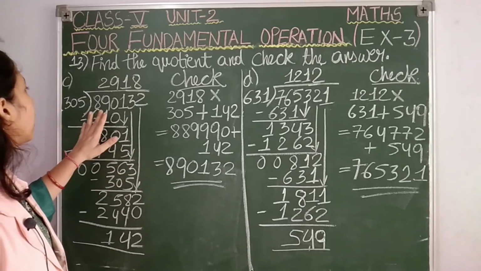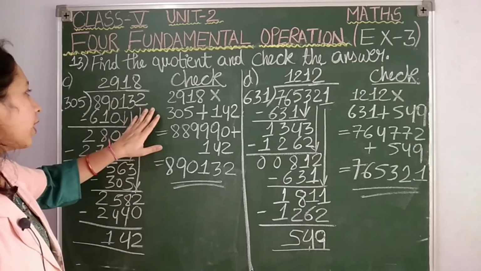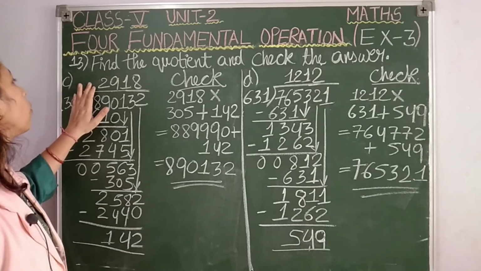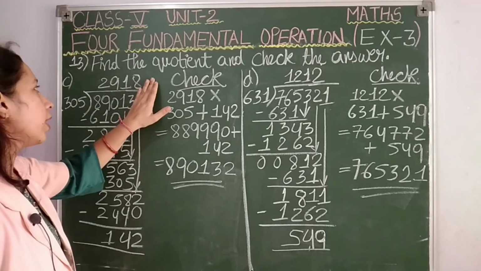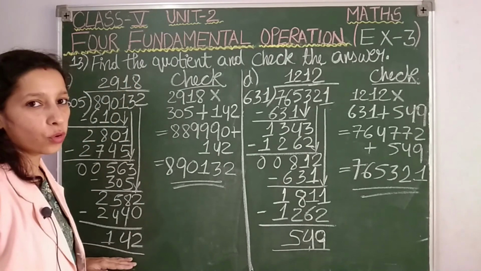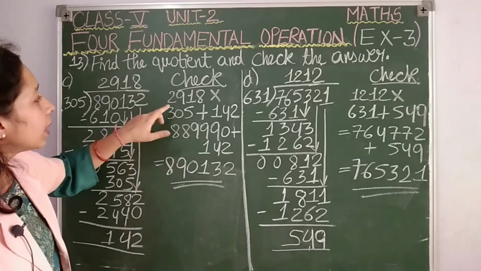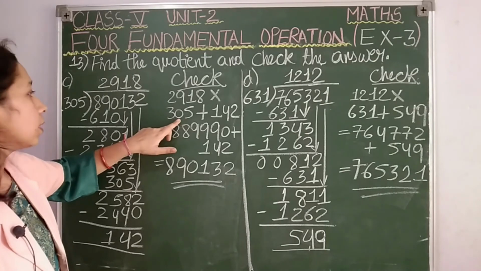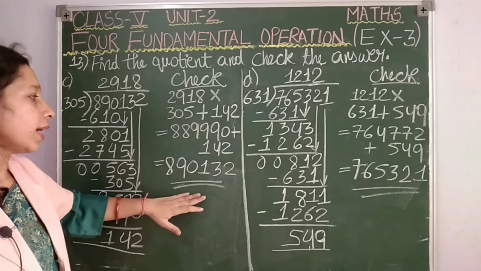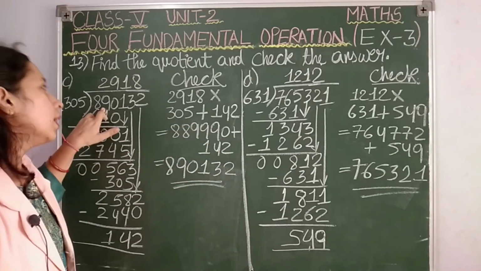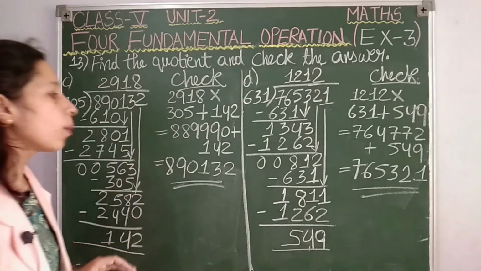Here we have to divide 8,90,132 with 305. We got the quotient 2,918 and remainder 142. So when I multiplied the quotient with divisor and added remainder to it, I got the number equal to the dividend. That means our answer is correct. Same for point number D.